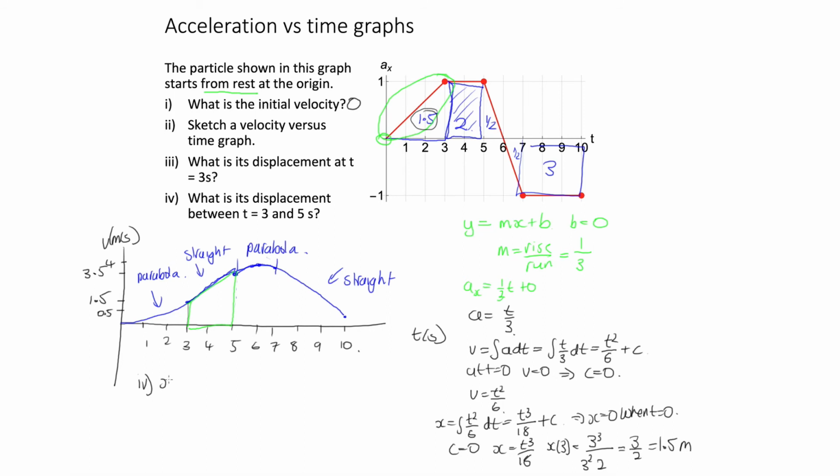So the displacement is equal to, well, the average height. So it's going from 1.5 up to 3.5. So the average height is 2.5. We could do that 1.5 plus 3.5 divided by 2 if we wanted. And then we times it by the width, times 2. So this is equal to 5 meters. So the answer to part 4 is 5 meters.